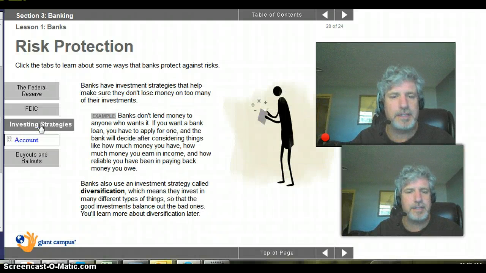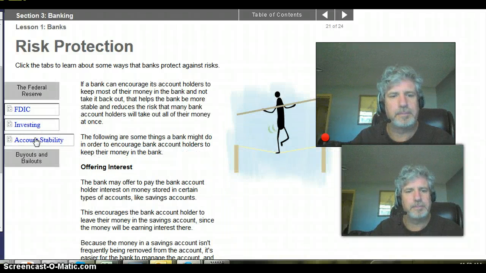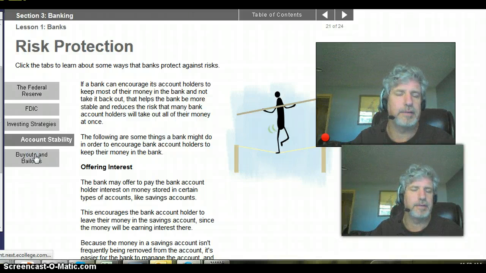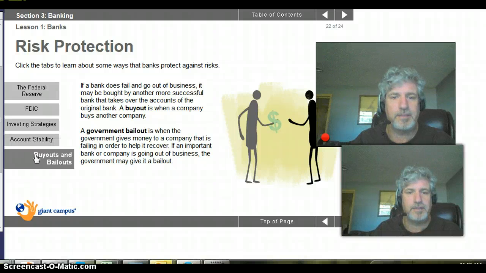Banks use different investing strategies that help make sure they don't lose money on too many of their investments. They also have what's called account stability. A bank can encourage its account holders to keep most of their money in the bank and not take it out by giving them a little extra incentives. Or we have seen what's called buyouts and bailouts. If a bank does fail and go out of business, it may be bought by another more successful bank that takes over the accounts of the original bank.